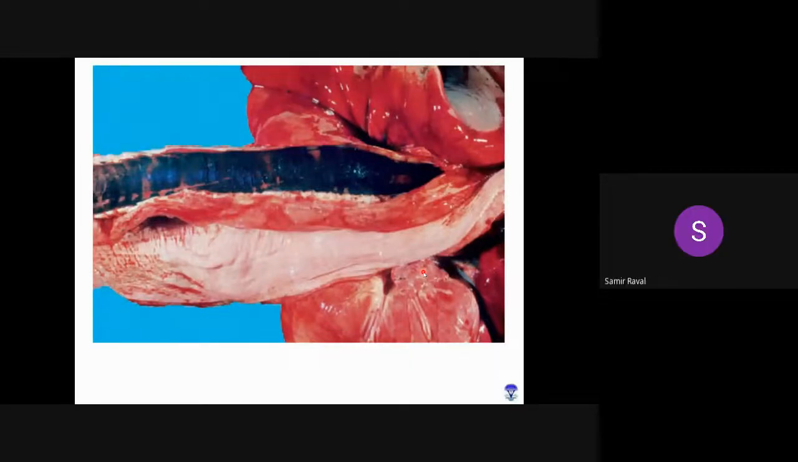Very good, right? So what indicates whether the animal was live or dead at the time of this particular incident? Live. Live, right? Because when the animal is live and there is a fire in the surrounding area, what happens? The carbon particles will be inhaled and deposited over the trachea as well as bronchi. So it means most probably this animal died due to this fire incident. And here you can see this is the esophagus.